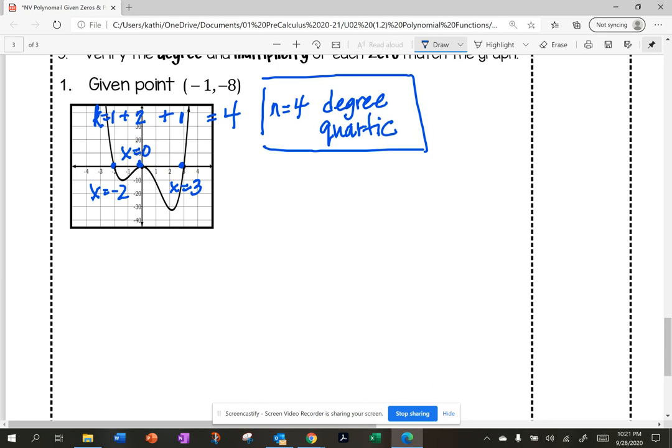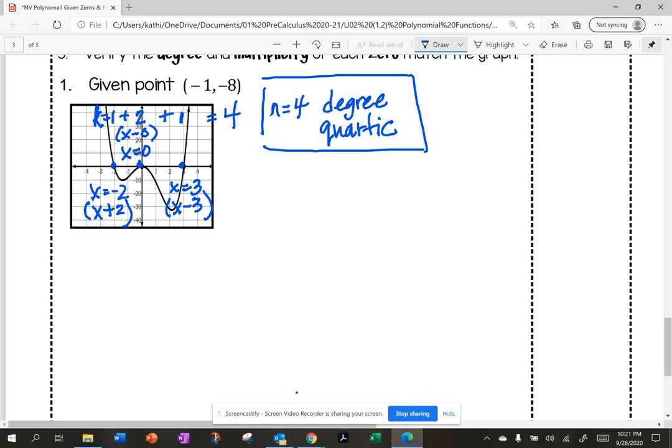Next, I am going to start writing the equation. When I want to write this in factored form, if x equals 3, I'm going to move the 3 to the other side of the equation, so this is going to be x minus 3. This is going to be x plus 2, and this one I'll write as x minus 0. When I change which side of the equal sign I am on, I change the sign.